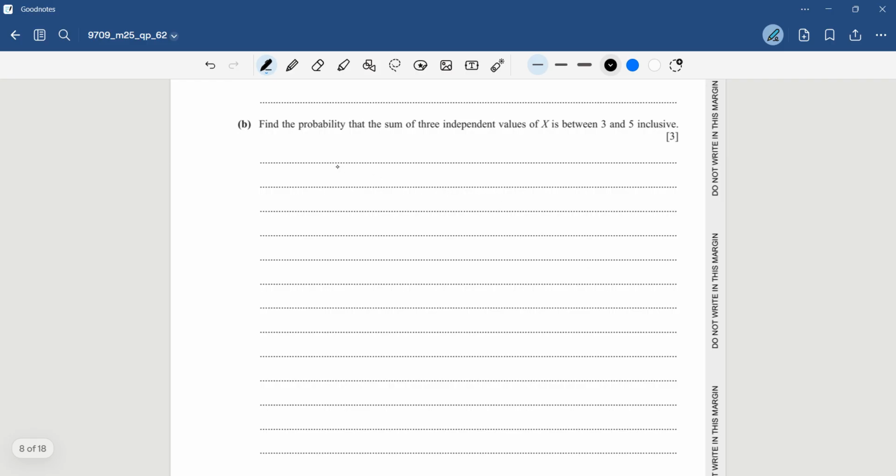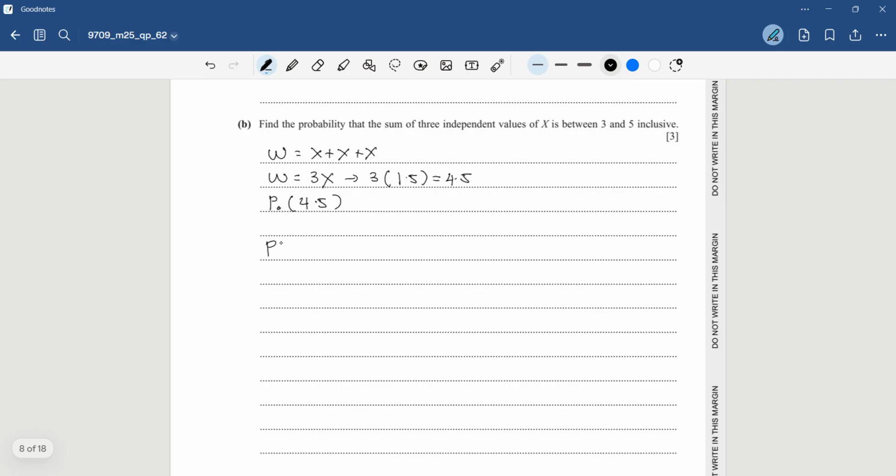So three independent values of x. I let the sum of three independent values of x equal to W. So W is equivalent to x plus x plus x, so W will be 3x. Therefore I can write the new Poisson. The mean for the new Poisson will be 3 times the mean of x, 1.5, which is equal to 4.5. So this is the mean of W.